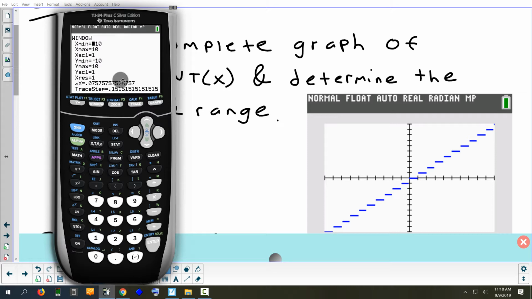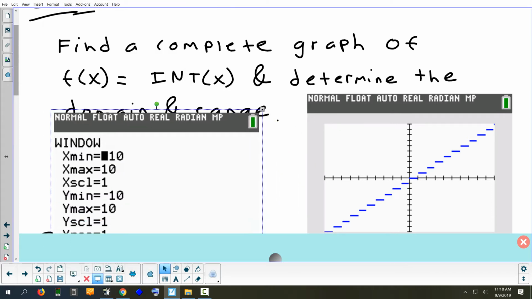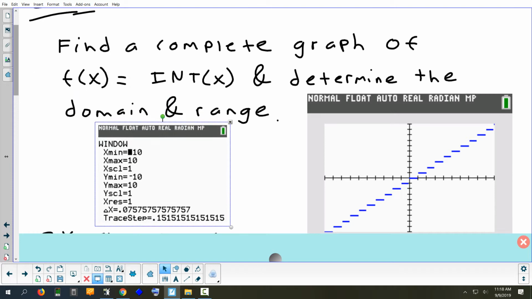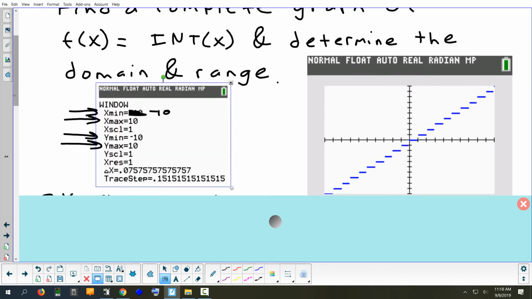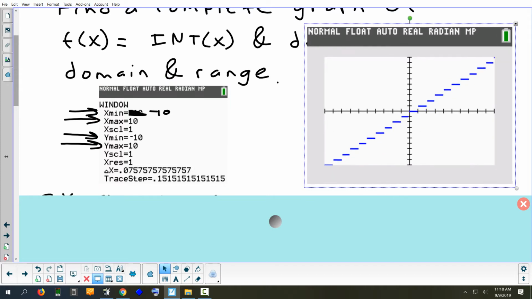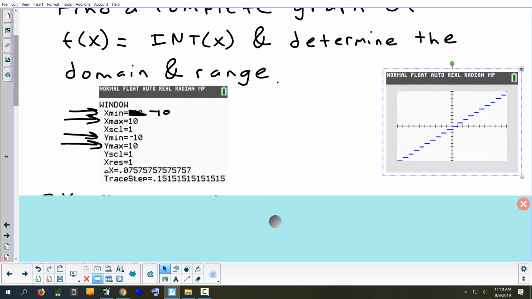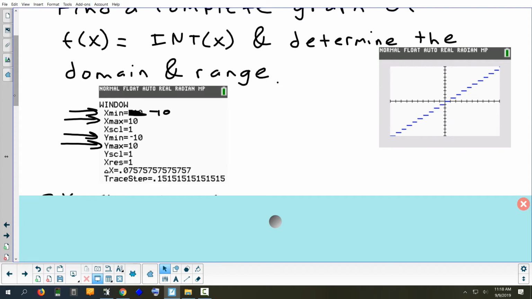I'll go to Window, and I'll grab these values. So that one was -10. So x-min, x-max, y-min, y-max. Okay. And the other thing they want here is the domain and the range. So the domain is what you can plug in. So let's do domain. What numbers are you allowed to plug into the greatest integer function?